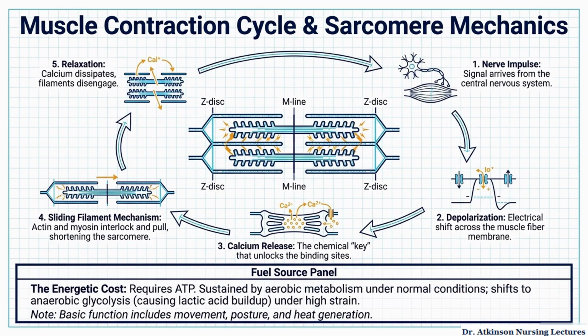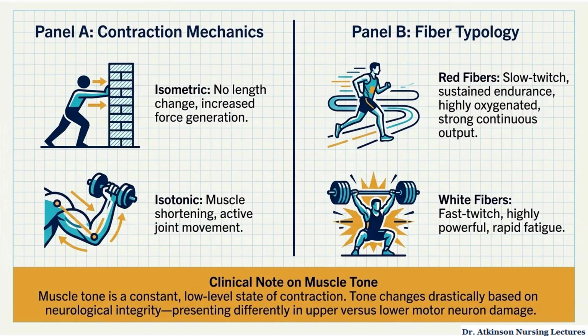During hypoxia or intense activity, muscles shift to anaerobic metabolism and produce lactic acid, causing fatigue, cramping, and elevated lactate levels in shock. Muscles contract in 2 ways. Isometric contraction generates force without joint movement and helps maintain strength during bed rest, casting, or post-op restrictions. Isotonic contraction shortens the muscle and produces active movement. Red fibers are slow twitch, oxygen-rich, and built for endurance and posture. White fibers are fast twitch, powerful, and fatigue quickly.